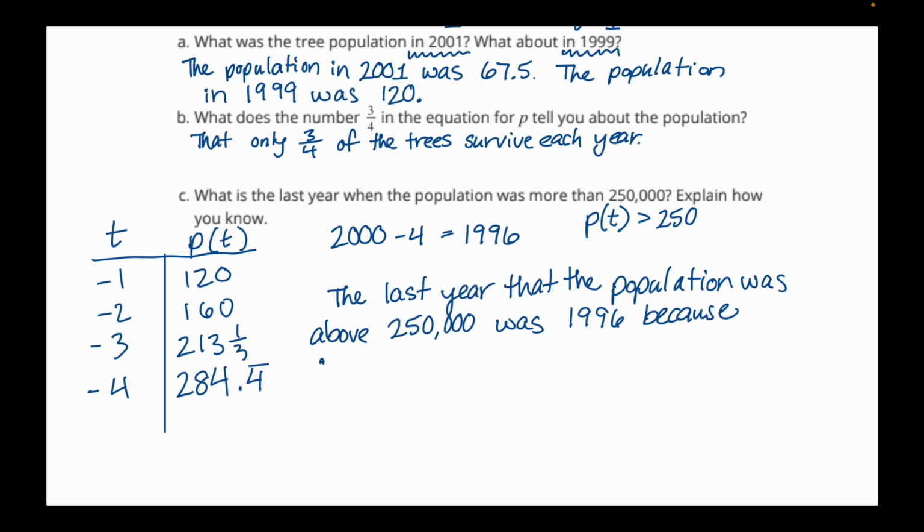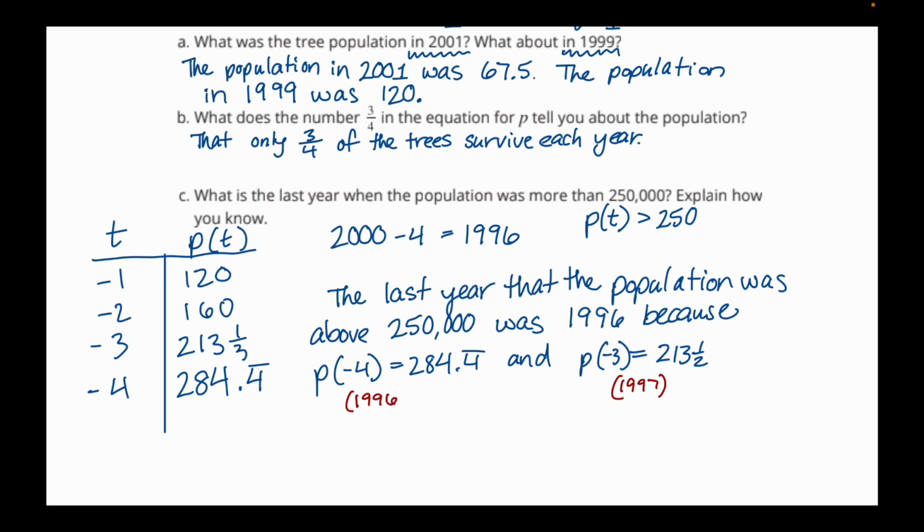I can say, no, it's P. I was about to write FP of -4 is 284.4, and P of -3 is 213 1/3. And this one was 1997. This one was 1996. There we go.